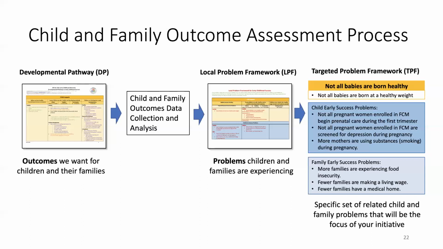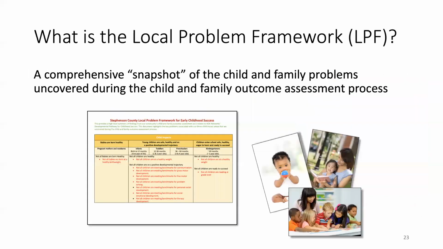And you'll understand more why we do that when you view the assessment planning action process for the Child and Family Initiative webinar. So again, the local problem framework is really just a snapshot, if you will, of the child and family problems uncovered during the child and family outcome assessment process. You're going to use this to identify your targeted problem framework, and I'll say more about that in a second.